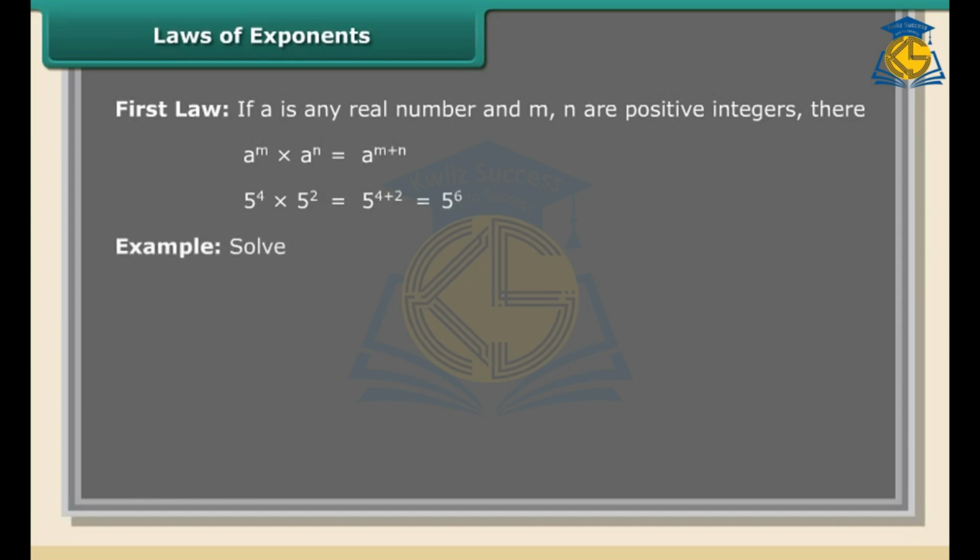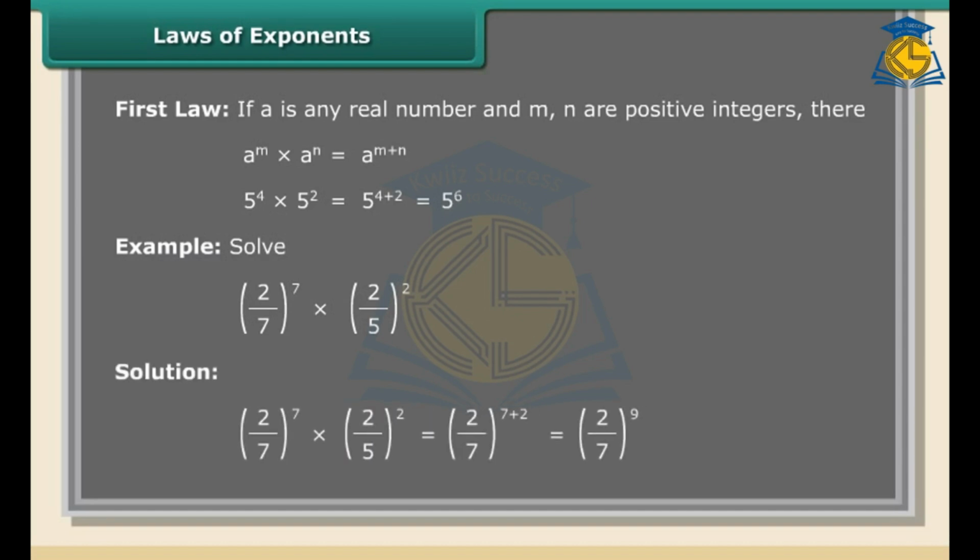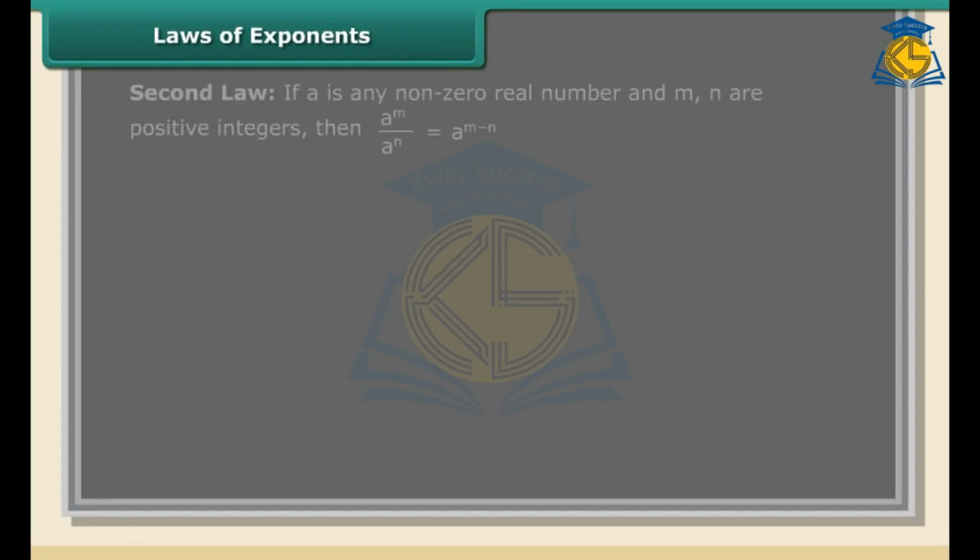Example. Solve (2 upon 7)^7 × (2 upon 5)^2. Solution. (2 upon 7)^7 × (2 upon 5)^2 = (2 upon 7)^(7+2), which is equal to (2 upon 7)^9.